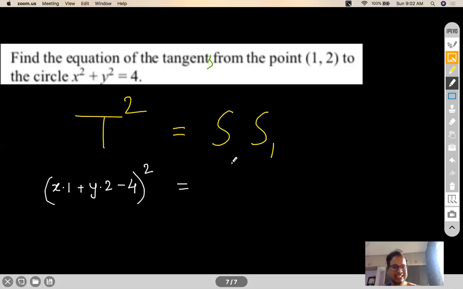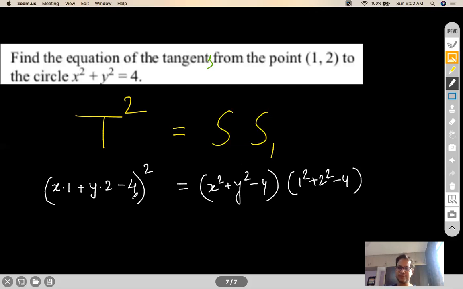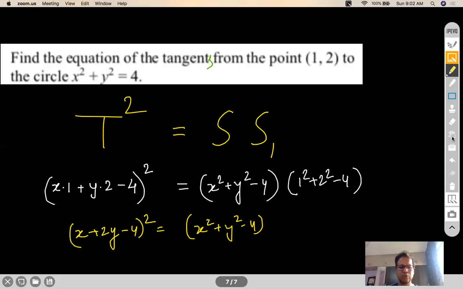S for this circle would be this. Again, this is an expression. S1 is when you put the points in this S formula. So it's 1 square plus 2 square minus 4. So basically it gives you (x + 2y - 4) the whole square is equal to x square plus y square minus 4. I think this is a 1 itself, no need to worry about it.